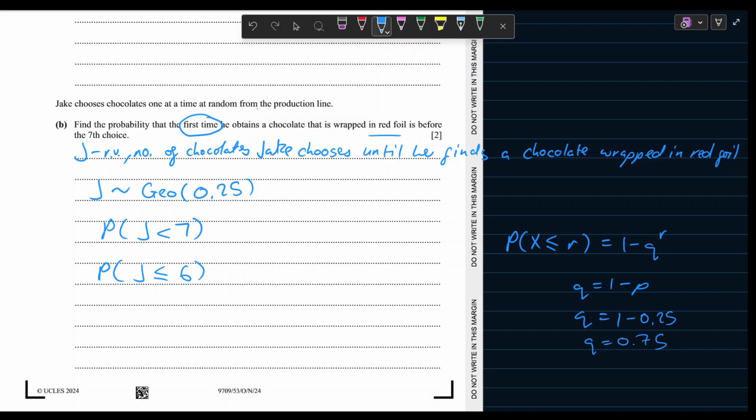So we can say that the probability that j is less than or equal to 6 is equal to 1 minus our q, which is 0.75, to the r. Our r is 6. So the probability that j is less than or equal to 6 is equal to 1 minus 0.75 to the power 6. So this gives us 0.822, and that's our final answer.